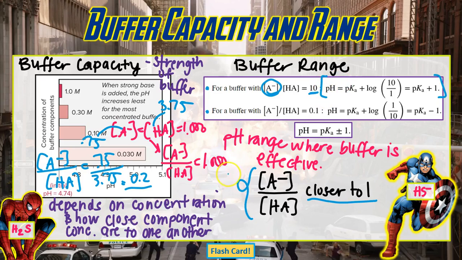On the other hand, if you had another buffer with that same ratio, except instead of having a large amount of our conjugate base, we had a large amount of our weak acid, then it's like having 1 divided by 10 here.